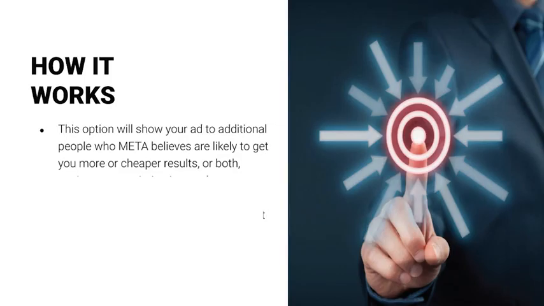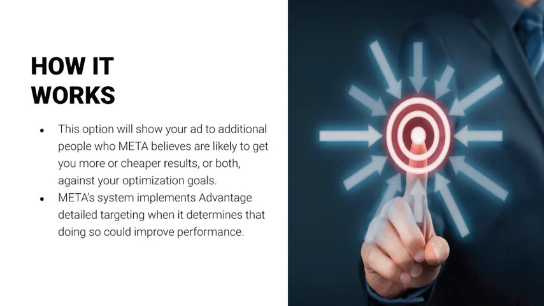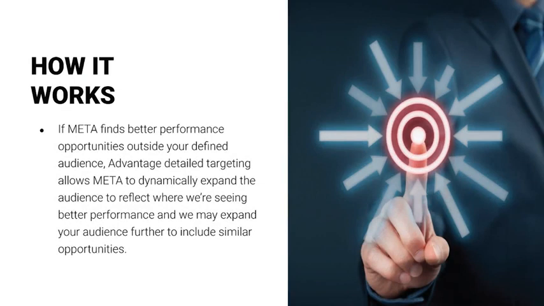So here's how it works. This option will show your ad to additional people who Meta believes are likely to get you more or cheaper results, or both, against your optimization goals. Meta's system implements Advantage Detailed Targeting when it determines that doing so could improve your overall performance. Basically kind of telling advertisers, hey, I know you think where sales and leads may be, but we're going to show you another direction. Now, if Meta finds better performance opportunities outside of your defined audience, Advantage Detailed Targeting allows Meta to dynamically expand the audience to reflect where Meta is seeing better performance and where Meta may expand further to include similar properties or opportunities.